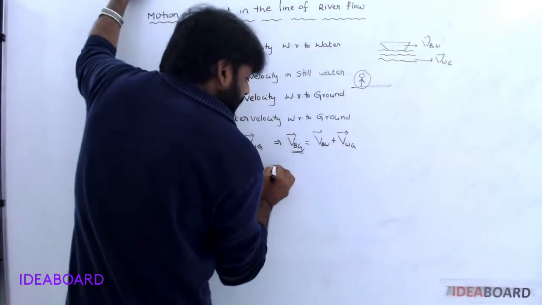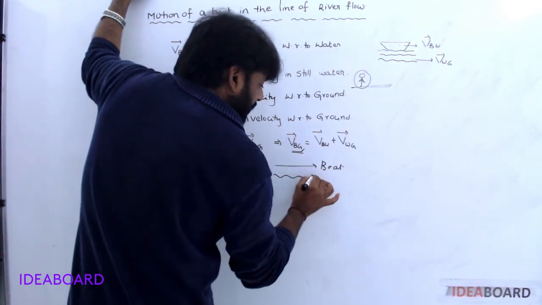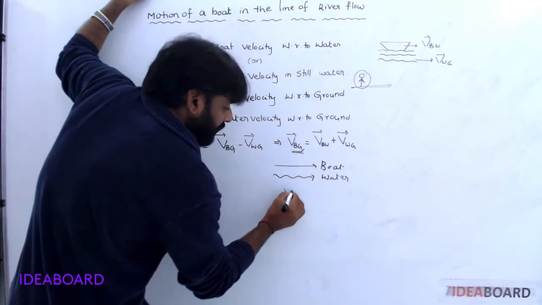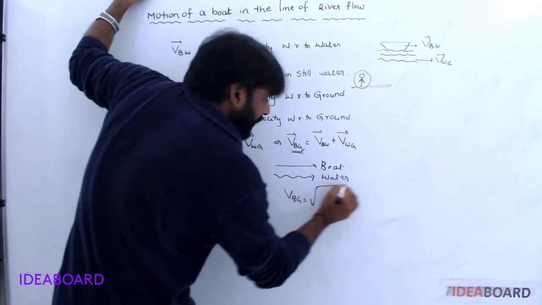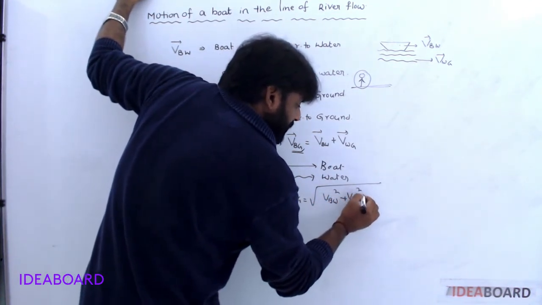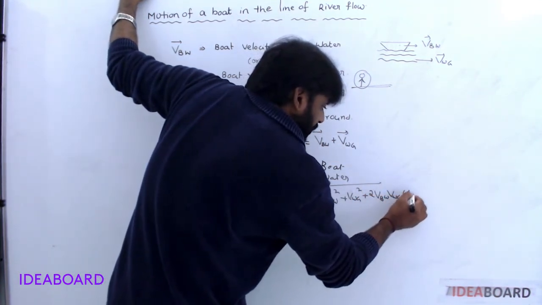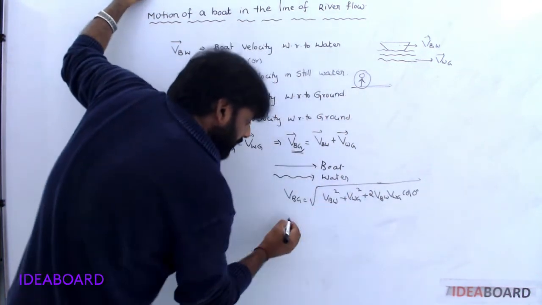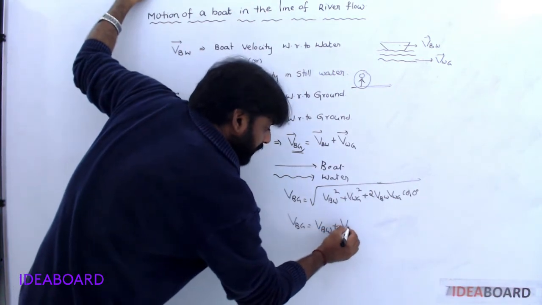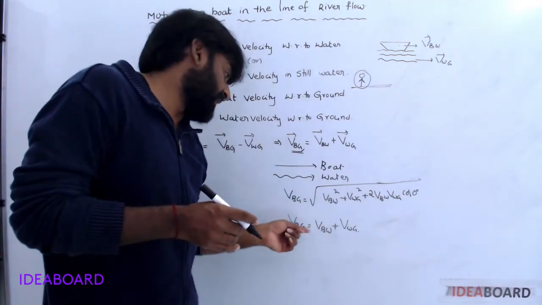Okay. In the same direction, that means boat and water flow both are in the same direction, you are taking here V_bc equal to square root of boat with respect to water squared plus water with respect to ground squared plus 2 times boat with respect to water into water with respect to ground into cos 0 degrees. Cos 0 is 1. Simply, boat with respect to ground is equal to boat with respect to water plus water with respect to ground in the same direction. So you are adding.